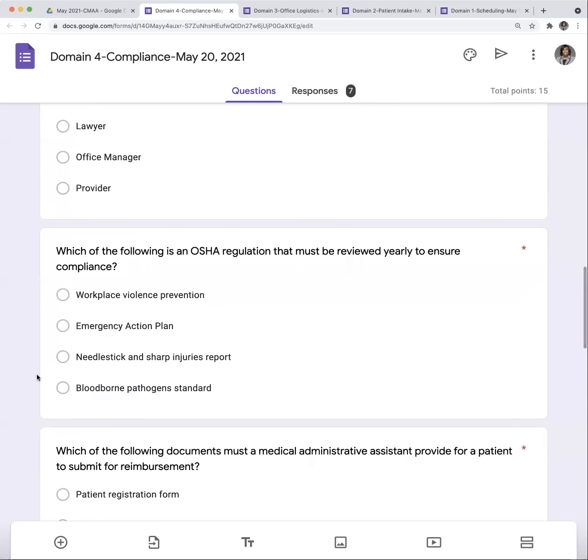Which of the following is an OSHA regulation that must be reviewed yearly? Blood pathogen standards.